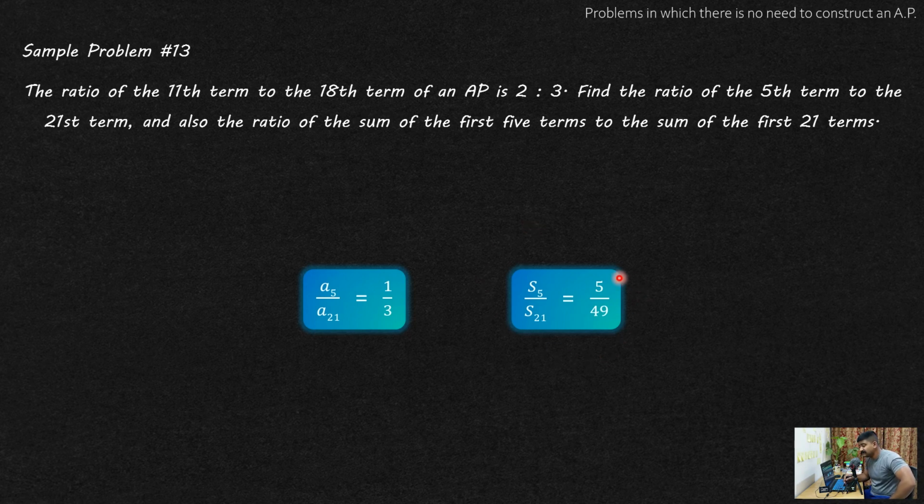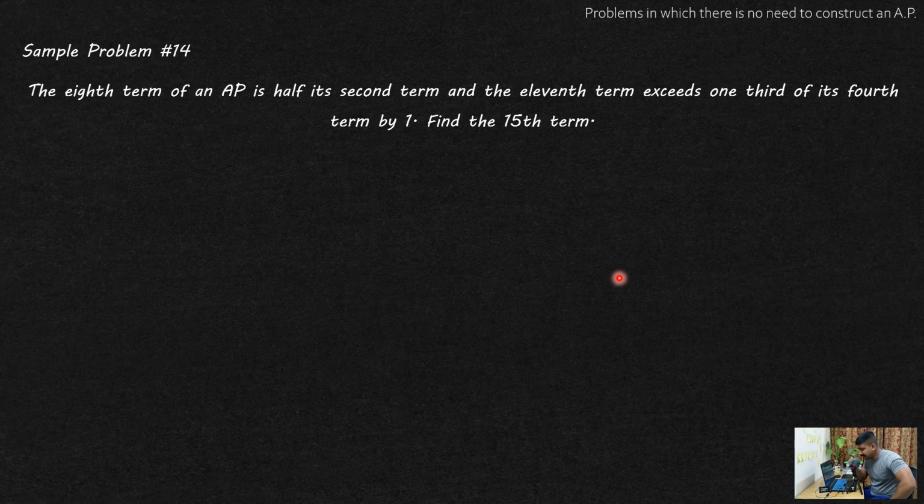Sample problem number 14. 8th term of an AP is half of its second term and 11th term exceeds 1/3 of its fourth term by 1. Find the 15th term.